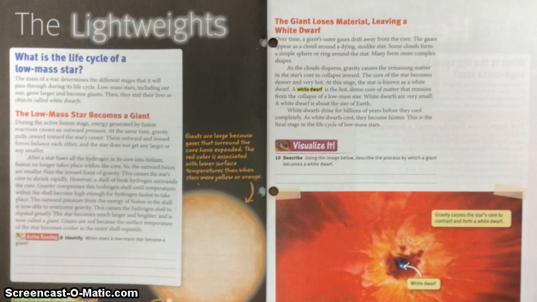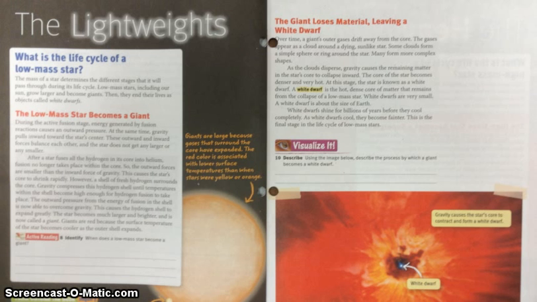All right, page 297. The giant loses material, leaving a white dwarf. Over time, a giant's outer gases drift away from the core. The gases appear as a cloud around a dying sun-like star. That cloud around a dying star is what we know as a planetary nebula. Some clouds form a simple sphere or ring, and some form more complex shapes.